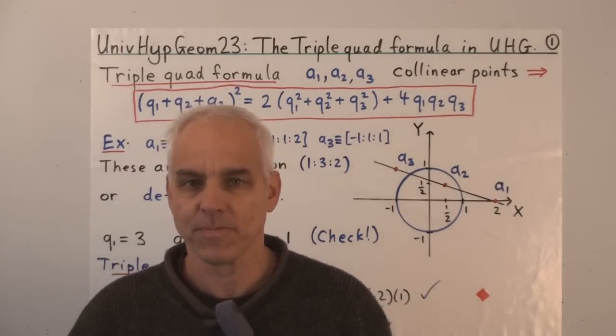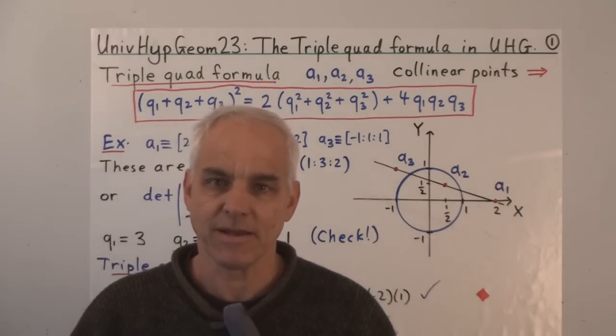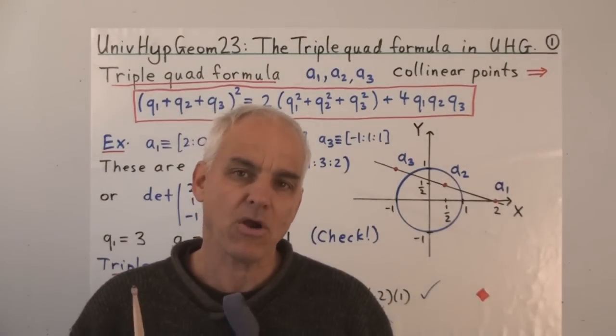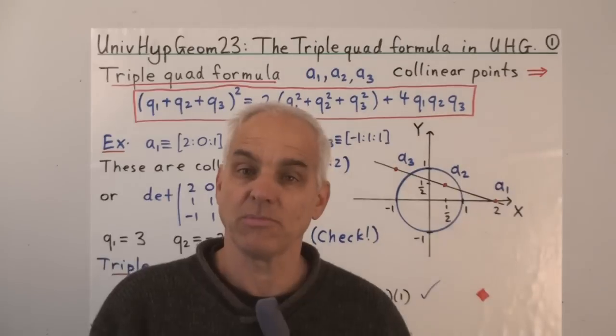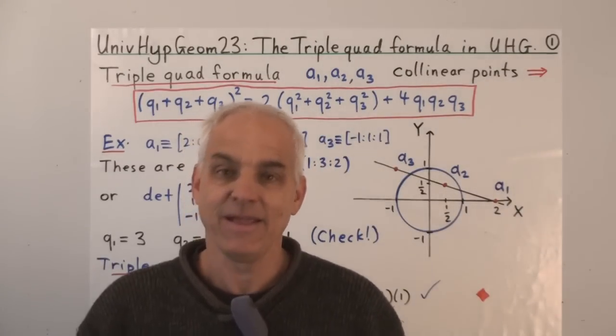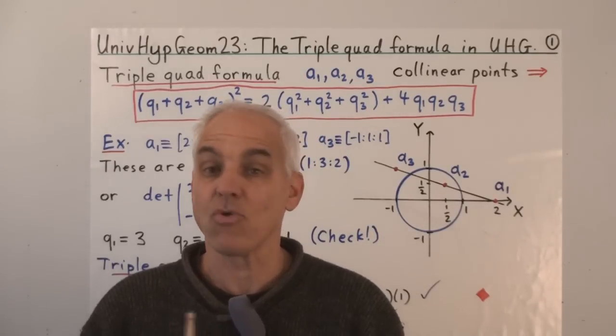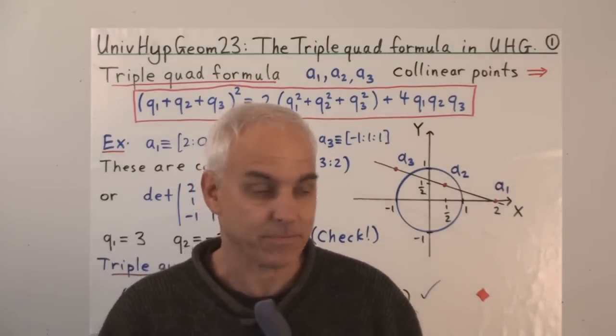I'm Norman Wildberger. We've started now the second part of this course in hyperbolic geometry, where we're now concentrating on metrical issues. Last time we talked about Pythagoras' theorem, which is the most important theorem in the subject. Today we're going to talk about the triple quad formula, which is the second most important theorem in the subject.